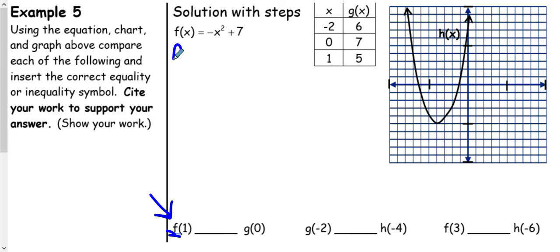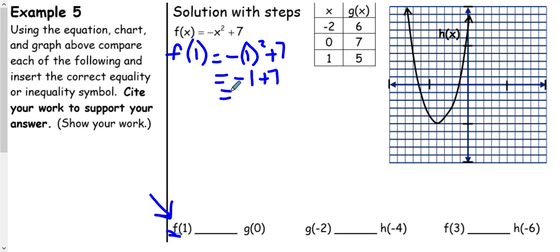So we're going to go up here and simplify for f of 1, which means we're plugging in what value? 1. So I'm going to say a negative 1 squared plus 7. 1 squared is 1. Bring down the negative and the plus 7. We get a 6. So f of 1 is 6. I'm just going to put a little 6 right below there. Then I'm going to go look at what function in order to evaluate g of 0, f of x, g of x, or h of x.